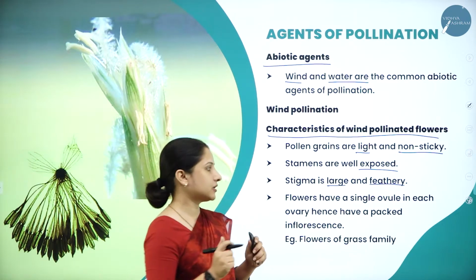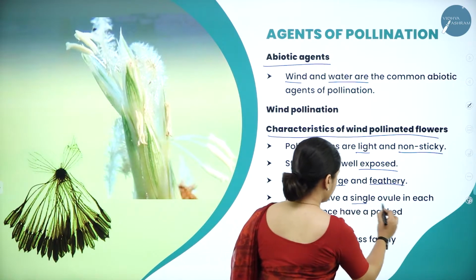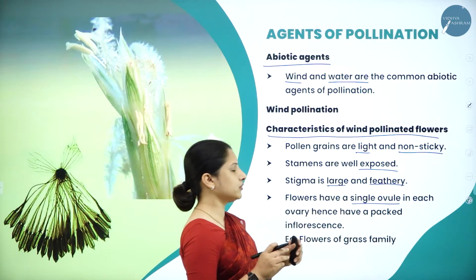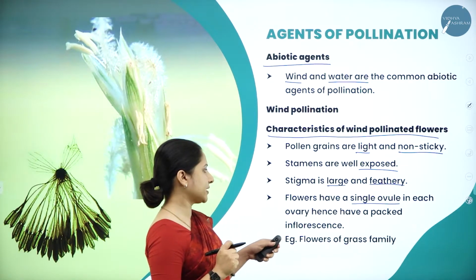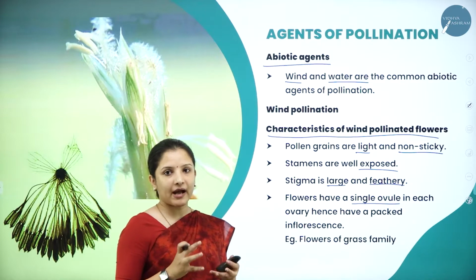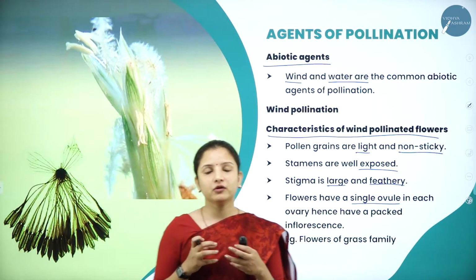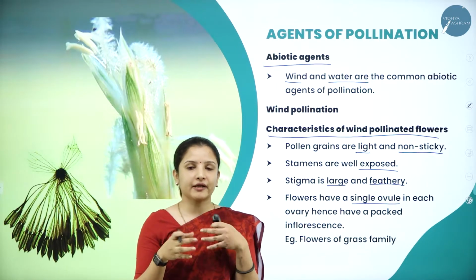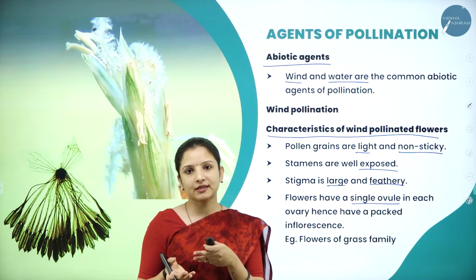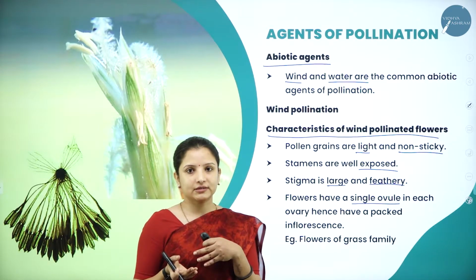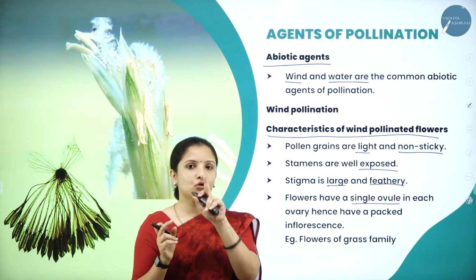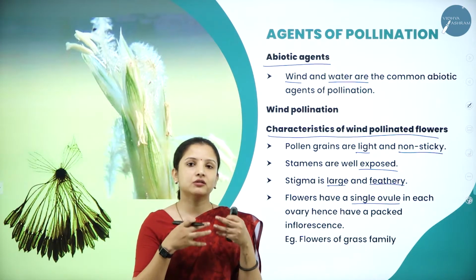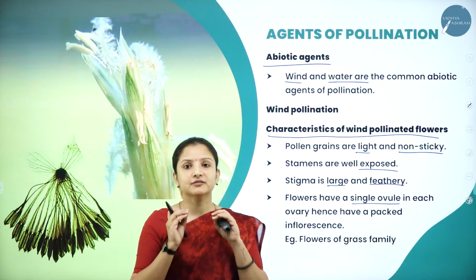Wind pollinated flowers have a single ovule in each ovary, only one ovule is present, and therefore they have a packed inflorescence. So with one ovule, the chances are 50-50. Either the pollen grain may fall on the stigma or it may not. So if only one ovule is present in each flower, the chances of fertilization, or of the pollen grain dropping on the stigma, are very, very low.